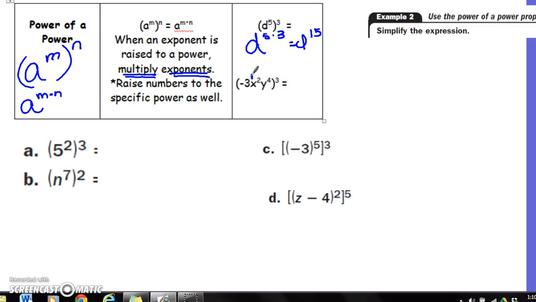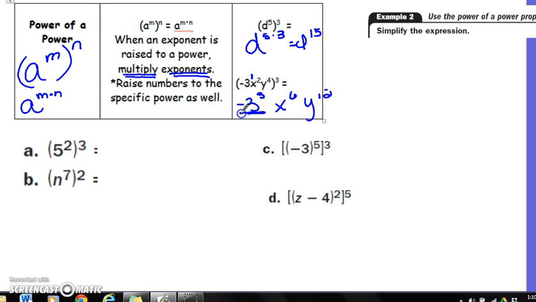So this 3 on the outside, this power 3, is going to multiply. So 3 times 1 is 3. And we're going to have an x. 2 times 3 is 6. We're going to have our y, and 4 times 3 is 12.